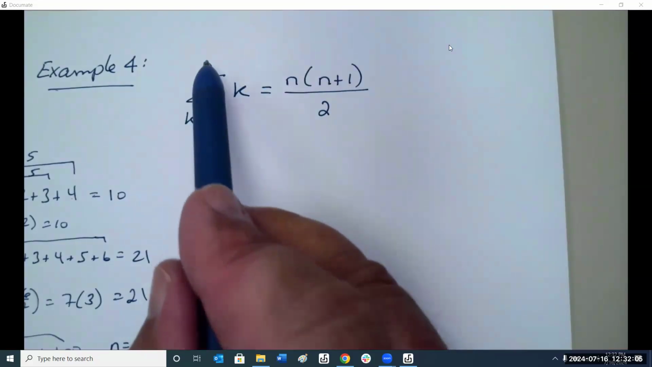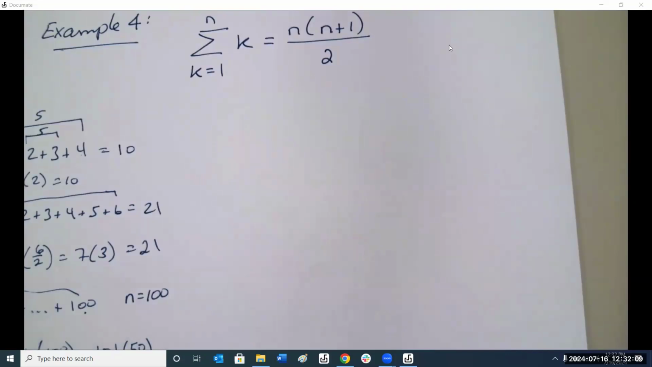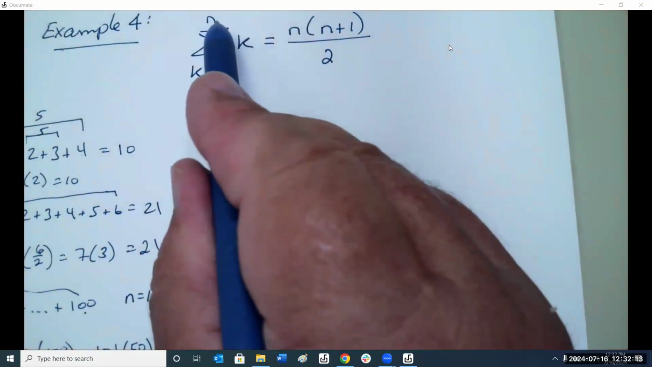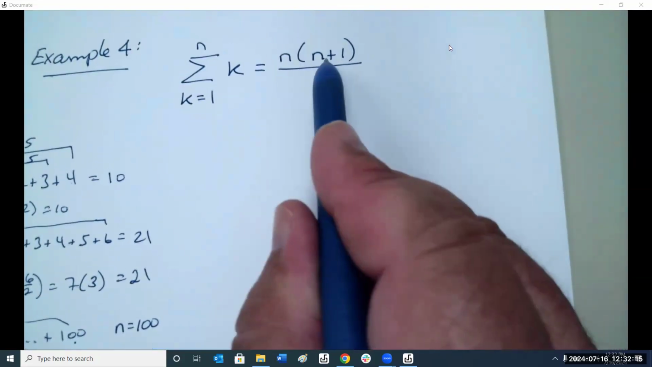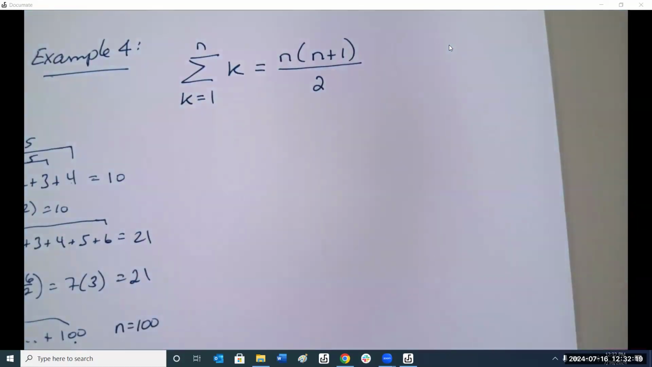And that's the summation, no matter what n is. But what they want us to do is to show it out, and this is how we would show it. If n was 4, we'd have 4 times 5 over 2, which would be 10. So that's how we would prove it.